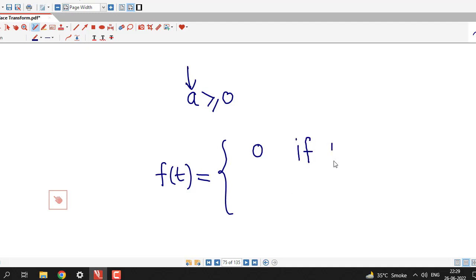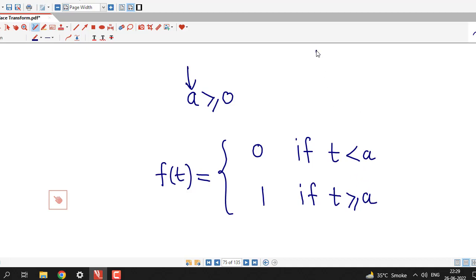So suppose I consider any non-negative real number, say a, and suppose our function is defined in this way. Suppose we denote our function by f of t. So for this fixed non-negative real number a, we define our function in this way. If value of t is less than a, f of t is 0, and if t is greater than or equal to a, value of function is 1.